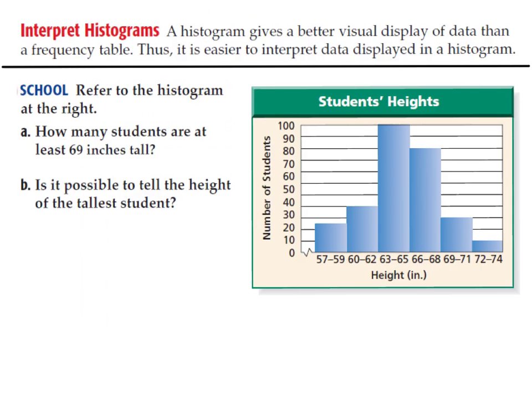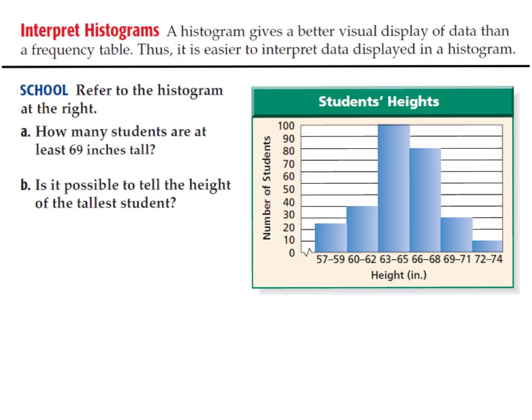A histogram gives a better visual display of data than a frequency table. Thus, it is easier to interpret data displayed in a histogram. That just means that looking at a graph, it's a lot easier to answer questions. So what I'd like you to do is take a look at this histogram, answer questions A and B, and then go ahead and play the video to check your answers.